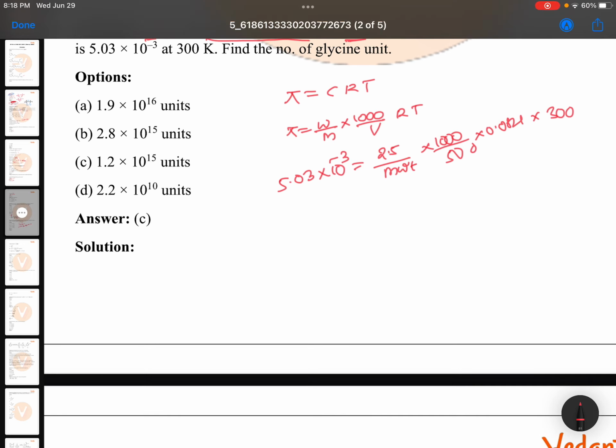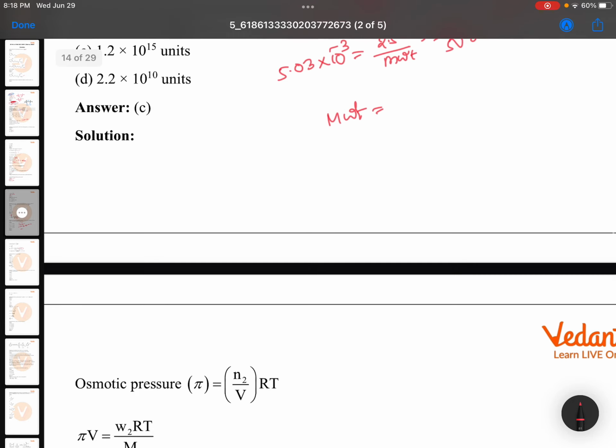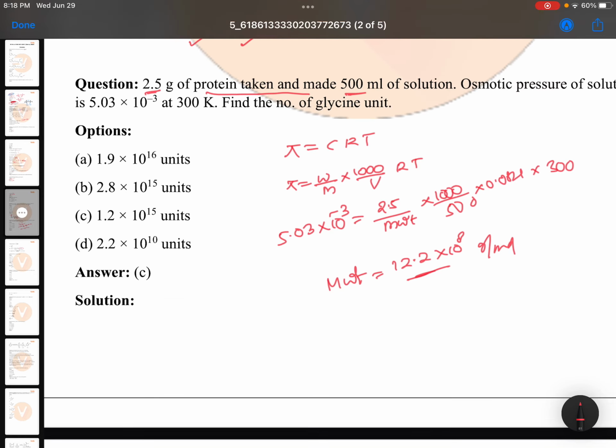If you solve this, you will get the molecular weight. कितना है molecular weight आ गया ये आ गया. आपका molecular weight 12.2 10 to the power of 8. 12.2 into 10 to the power of 8 is the molecular gram per mole. Okay, gram per mole. And he's asking how many glycine units are there.